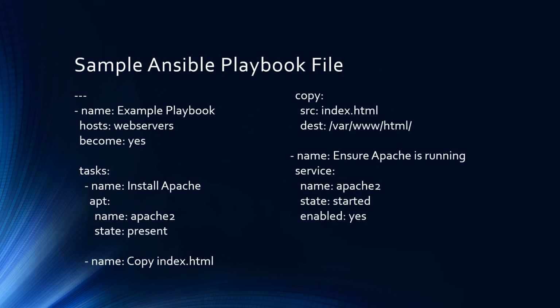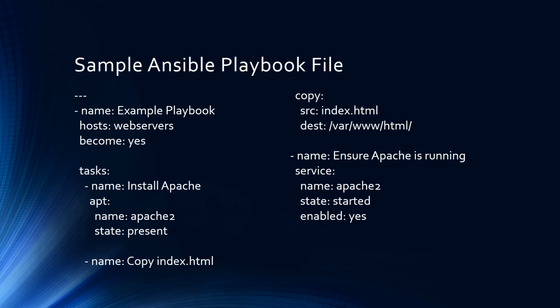Let's examine a practical example of an Ansible playbook that sets up a web server. This playbook demonstrates key concepts: host targeting, privilege escalation, and task definition. The tasks include installing Apache, copying content, and ensuring the service runs. Each task uses specific Ansible modules: apt for package management, copy for file operations, and service for managing system services.